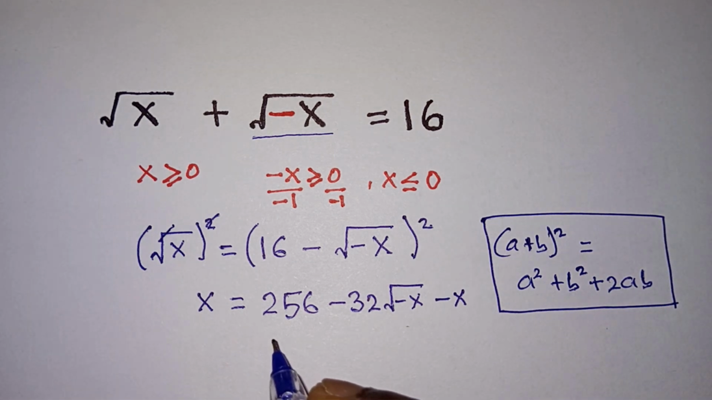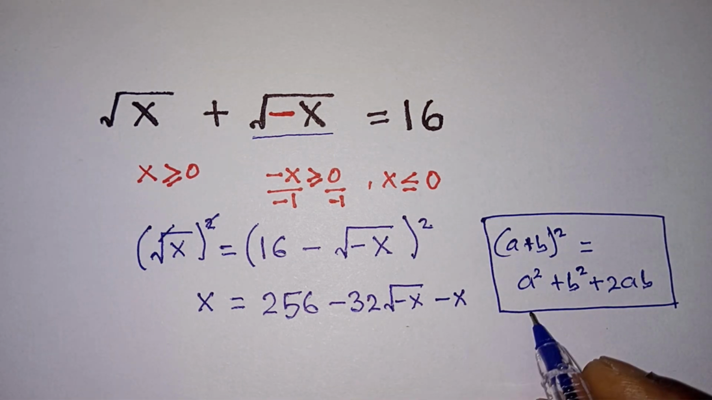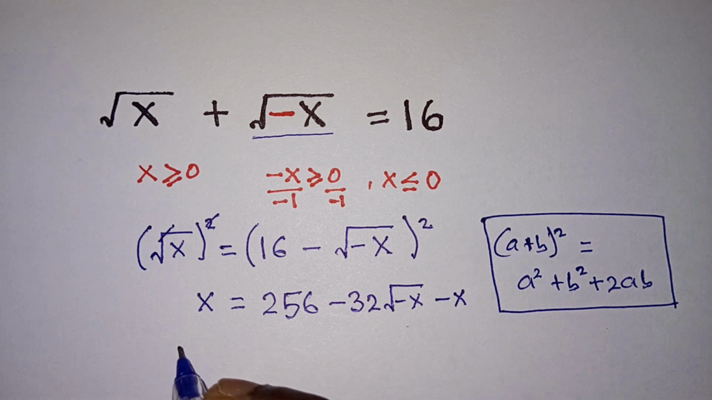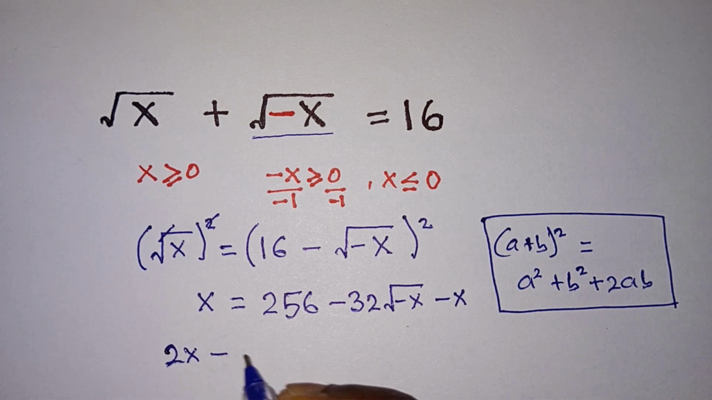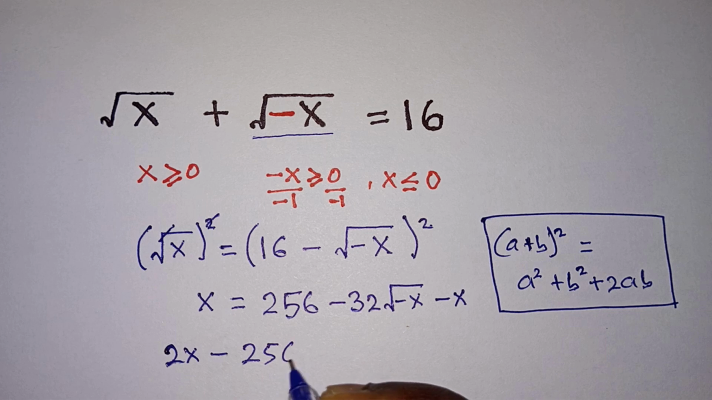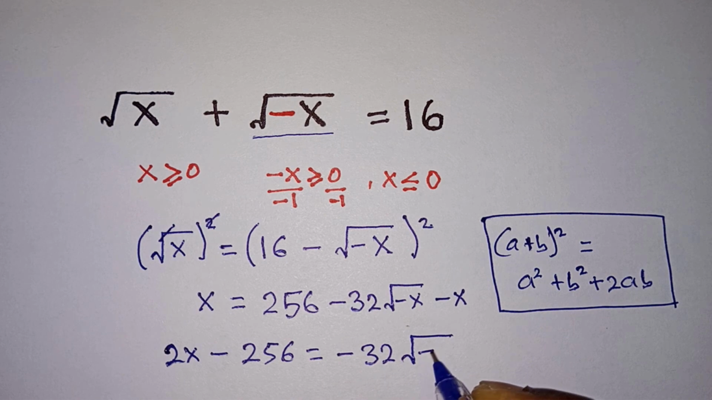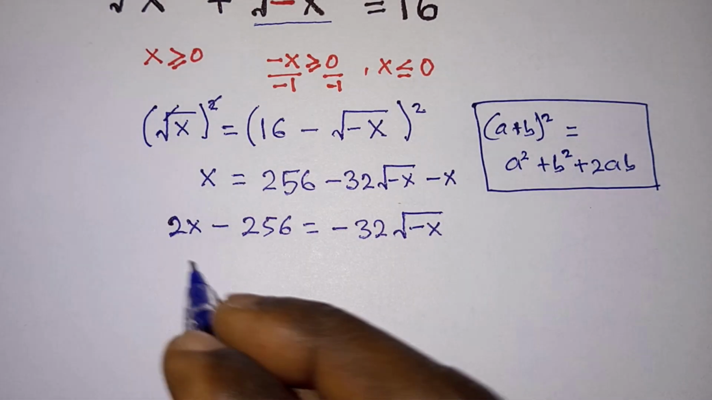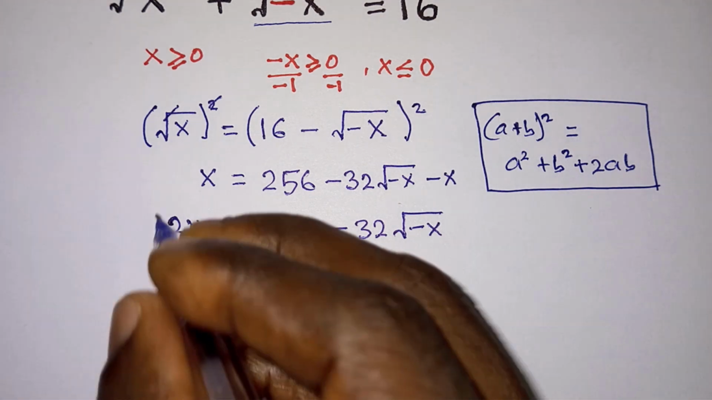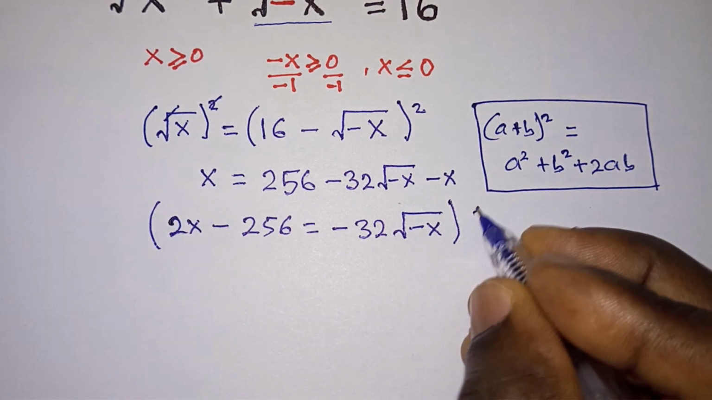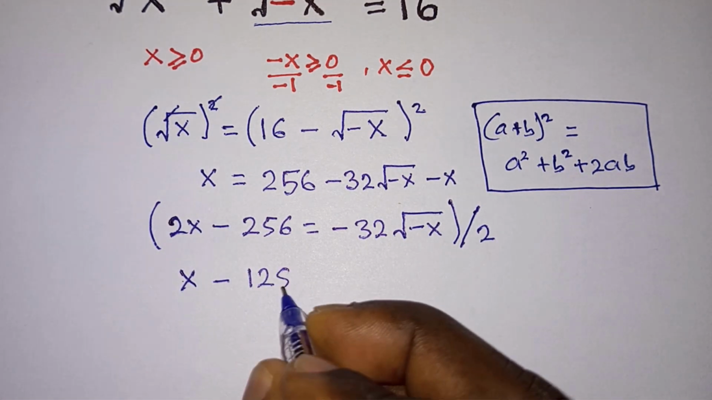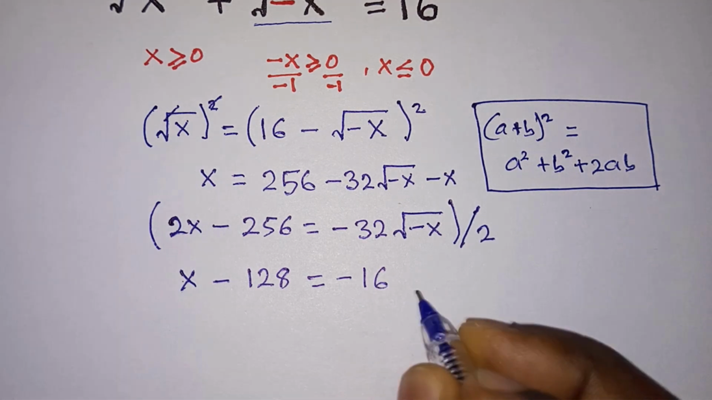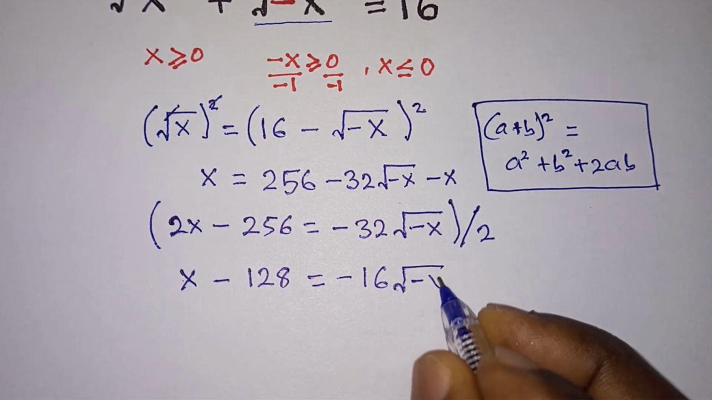Then let's go ahead and group like terms. We want to make those with the square root be on the right hand side and those without square root be on the left. So we're going to have x plus this one, we're going to have 2x minus 256 is equal to negative 32 square root of negative x. The numbers are very big, as you can see, so let's reduce them by dividing through by 2. So that here we get x minus 128 is equal to negative 16 square root of negative x.